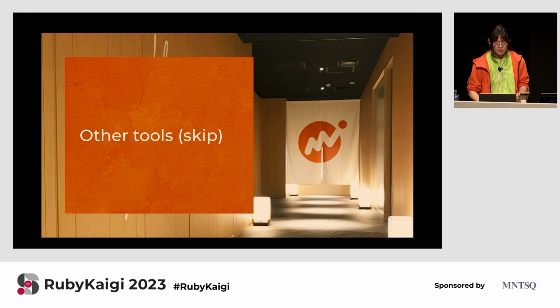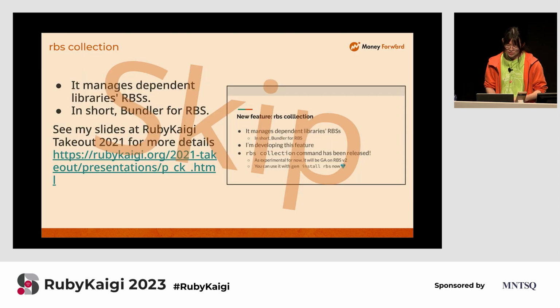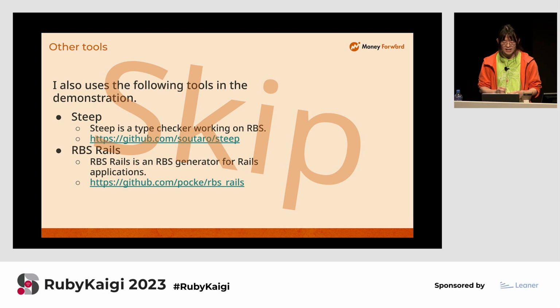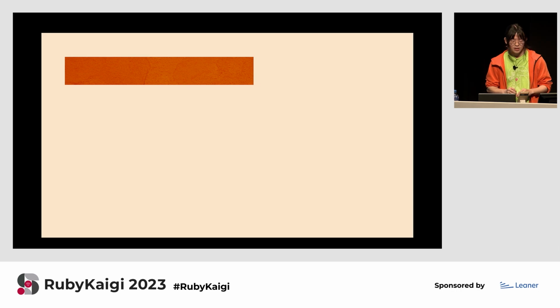I'd like to also introduce other tools. There is RBS collection. I described this feature in a past Kaigi, so see the slides. There is RBS prototype, which generates RBS. Other tools are Steep, the type checker, and RBS Rails, an RBS generator for Rails applications, but I'll skip those.